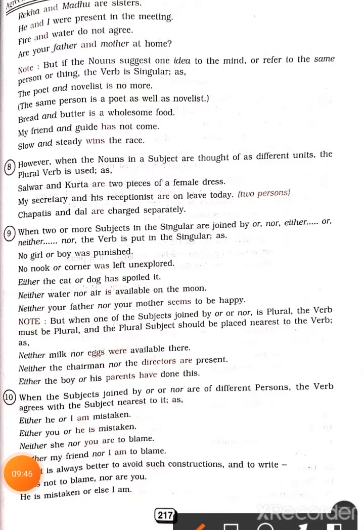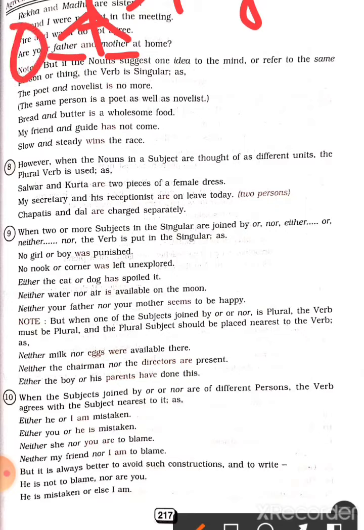Next, are your father and mother at home? Father and mother. So father is singular, mother is singular. Both are singular, joined by and. So the verb is plural in number. Okay, so are your, you cannot write is your father and mother at home. No, you cannot write that. You write are your father and mother at home. Okay.